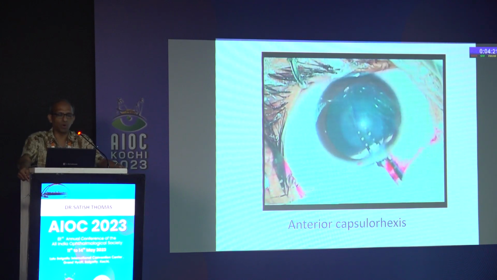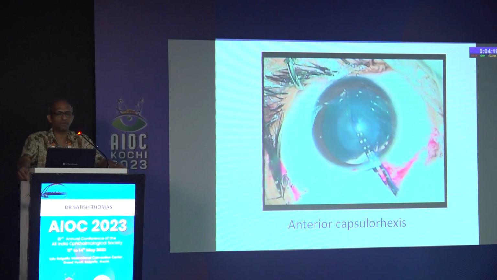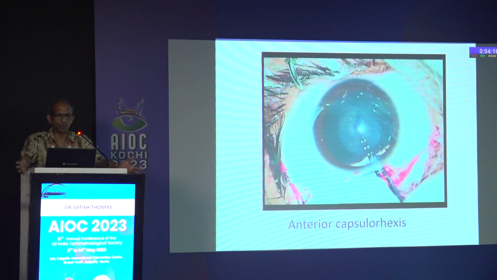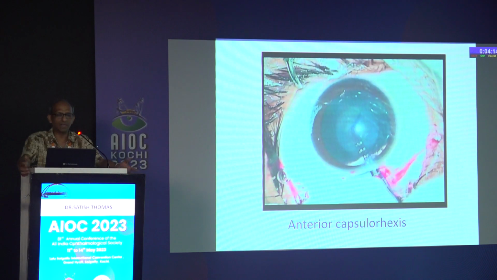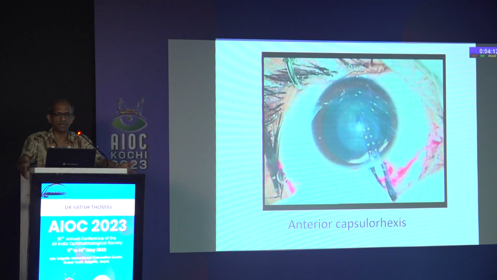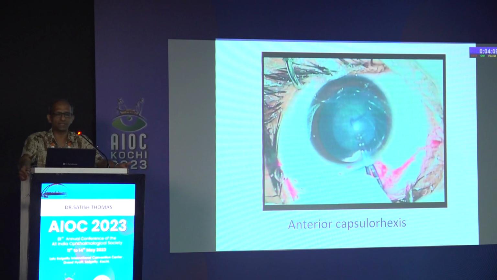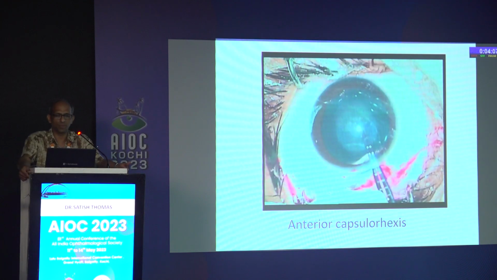Try and keep it smaller, and invariably it would end up bigger than what you aimed for. A rough guide would be like in a lamellar cataract like this. Try and keep the size to the margin of the opacity.